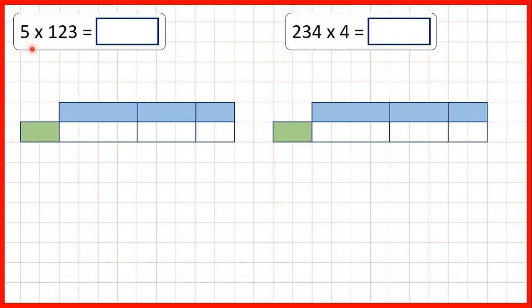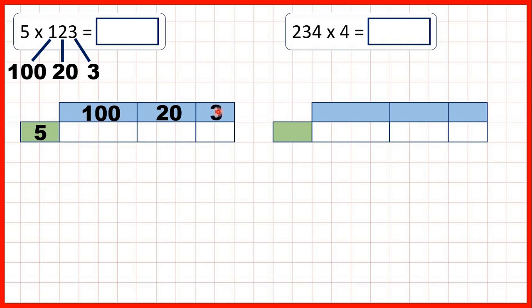Now we need to multiply a single digit number and a 3-digit number using the grid method. So first we need to partition our 3-digit number into hundreds, tens and ones. So this 1 stands for 100, this 2 for 20 and this 3 for 3. So now we can write the numbers onto our grid. We can have the single digit number in the question on the left and then our partitioned number, so 100, 20 and 3 on the top.